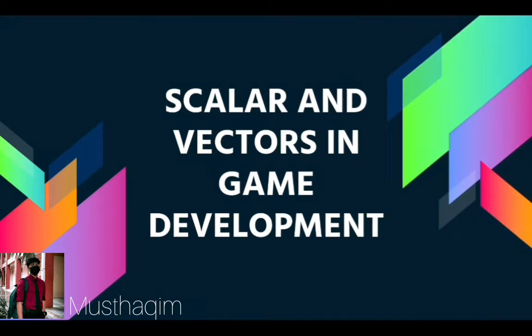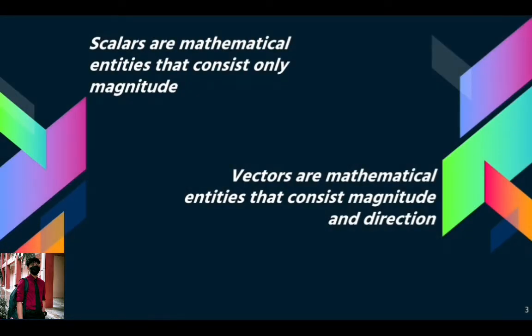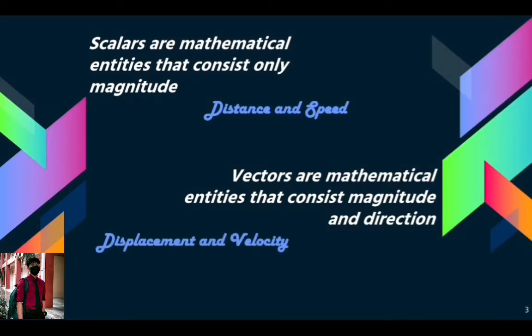Assalamualaikum. Hi, I'm Mustaqim. Okay, now I'm going to present about scalar and vector in game development. What are scalar and vectors? Okay, they are very simple. The first one is scalar. Scalars are mathematical entities that consist only of magnitude. This means a measurement that consists only of magnitude without direction. For example, distance and speed. Next, vector. Vectors are mathematical entities that consist of magnitude and direction. This means a measurement or value that includes direction. For example, displacement and velocity.